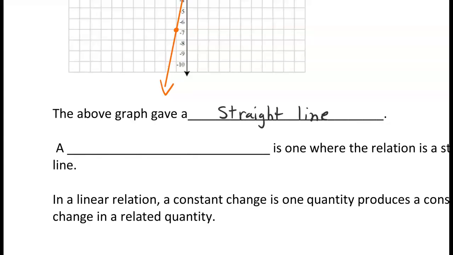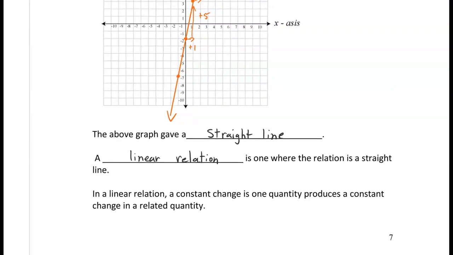So a linear relation is one where the relation is a straight line. In a linear relation, a constant change in one quantity produces a constant change in a related quantity. So what that's meaning is as the x changes, the y changes at the same rate every single time. So it's always consistent.